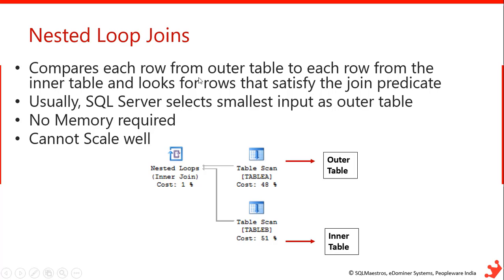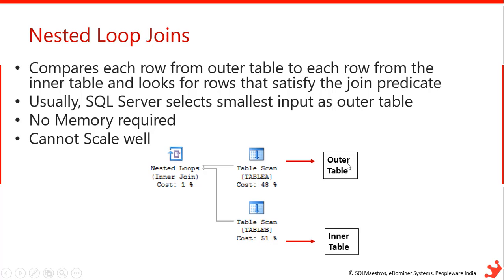It will compare each row from the outer table with each row from the inner table. If you observe the first bullet point, it compares each row from the outer table to each row from the inner table and looks for the rows that satisfy the join predicate. This is what SQL Server is going to do. Usually, whenever SQL Server selects the outer table, it always selects the smallest table as the outer table so that it is easy to look up into the inner table. If I have few records in the outer table, it is easy to look up into the inner table.